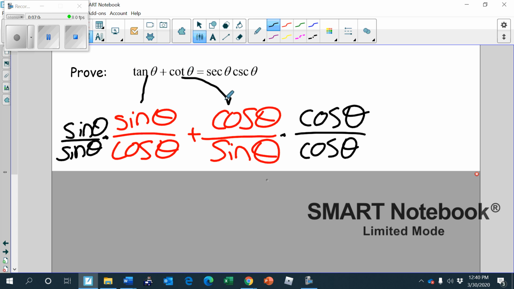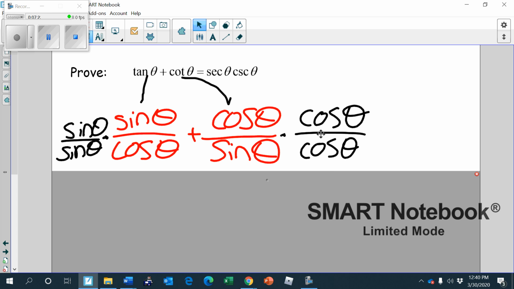Okay. And then what I did next is I'm going to find a common denominator. Again, going back to the simplification process. So my common denominator would be these two multiplied together, cosine sine. Okay. So if I do that, I need to multiply by sine on the top and the bottom over here.